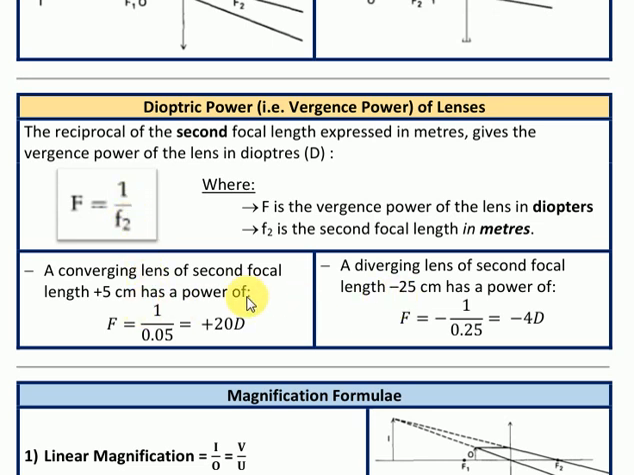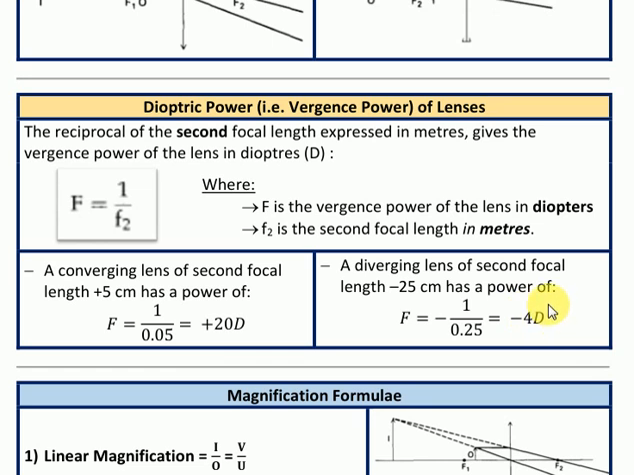Now here are two examples. Suppose there is a converging lens of second focal length of 5 cm. So first convert it into meter. So a 5 cm lens will have 20 diopter power. But if we increase the focal length to 25 centimeter, then the power will decrease.